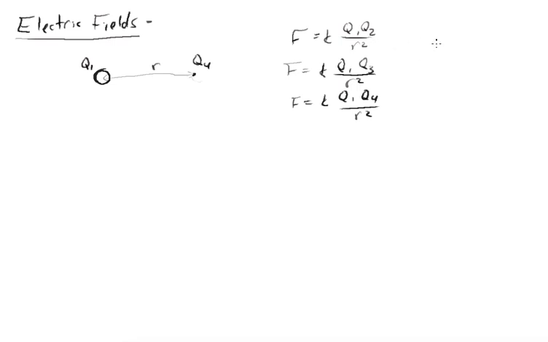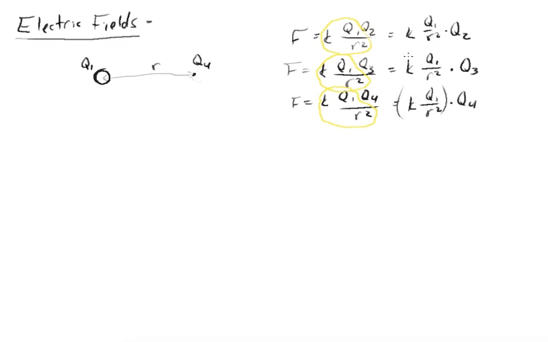But if you notice, the only thing we're changing is this Q. This part in here, K, Q1, and R squared, we're putting it all at the same location, so R isn't changing. K is a constant. We're not changing Q1 out. So this part right here is the same, which means I could write each of these out as K Q1 over R squared times Q2. This one would be K Q1 over R squared times Q3. And this would be K Q1 over R squared times Q4.